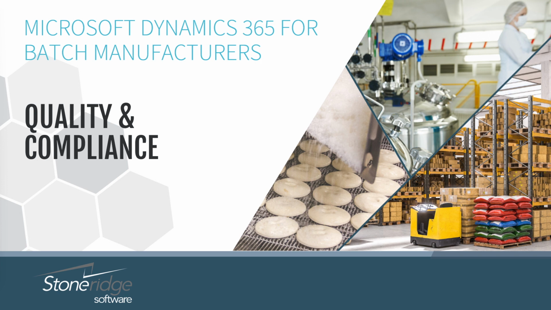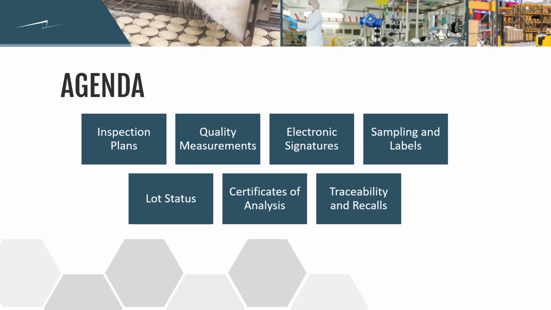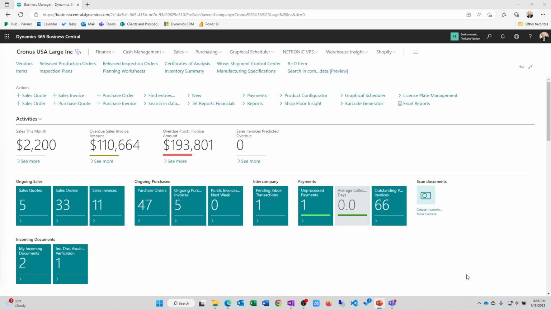Our batch industry solutions are powered by YAVEON Pro Batch running on Microsoft Dynamics 365 Business Central. In this video, we will be focused on quality and compliance, looking at inspection plans, electronic signatures, lot status, certificates of analysis, and traceability features in the system. So let's dig right into Business Central.